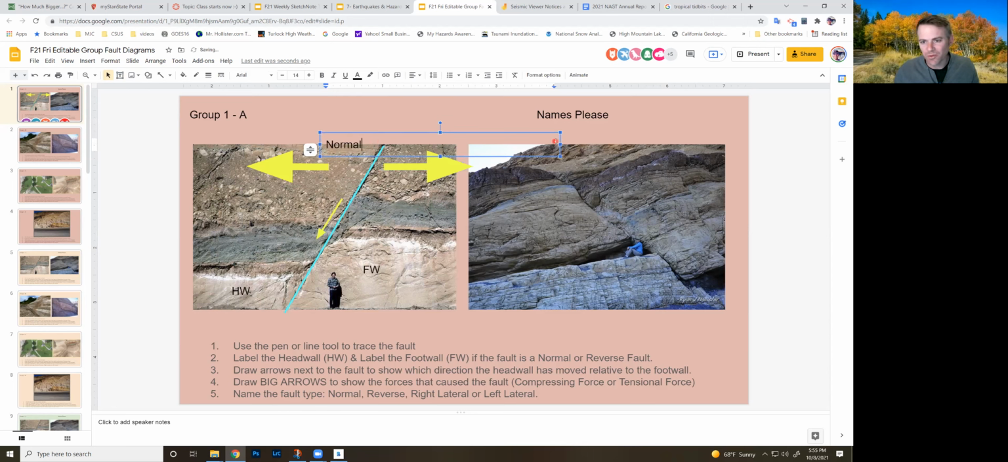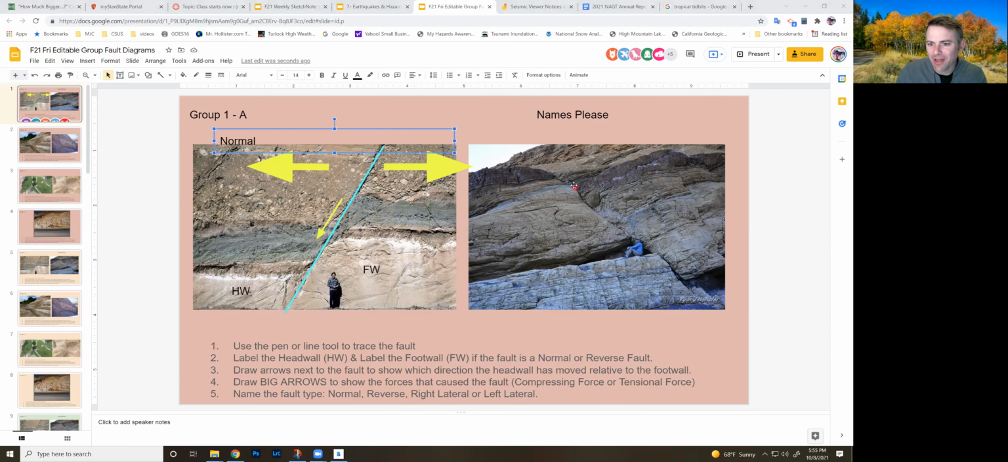So you can just put normal. You don't have to put fault or anything. We know we're talking about faults. So that's how you do it, just normal like this. So you talk about it, try to figure it out, label it. Same thing with this one.